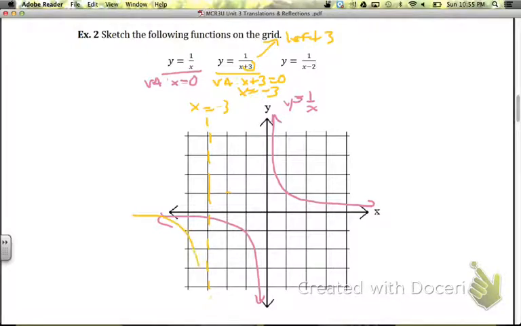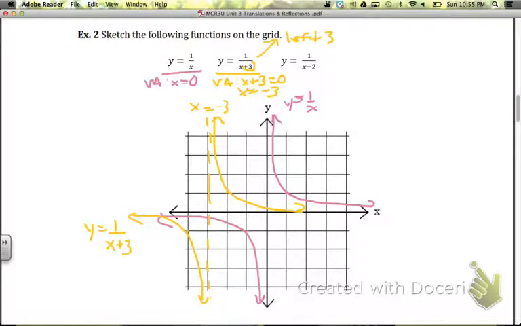Remember, it's never going to cross or touch our asymptotes, but it will come very, very close to them. And make sure we label y equals 1 over x plus 3.